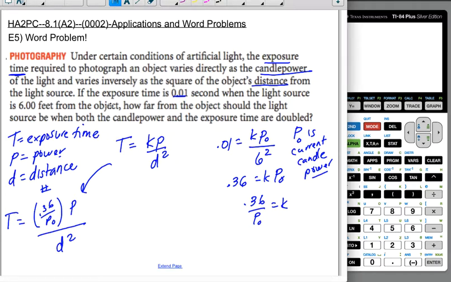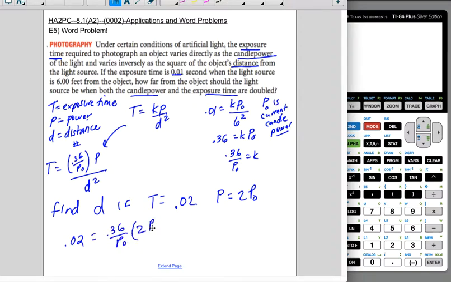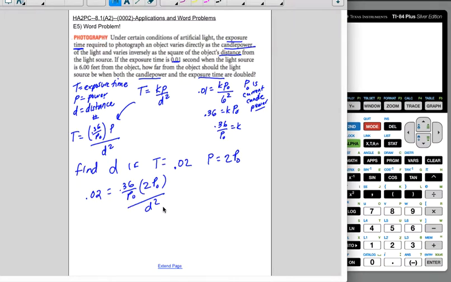They say, how far from the object should the light source be when both the candle power and the exposure time are doubled? So what they want us to do is find D if the exposure time is doubled, so 0.02, and the candle power is double whatever it was in our original problem. Everything else will be a number. So if we plug in, we get 0.02 equals 0.36 over P naught times 2 P naught, all over D squared.